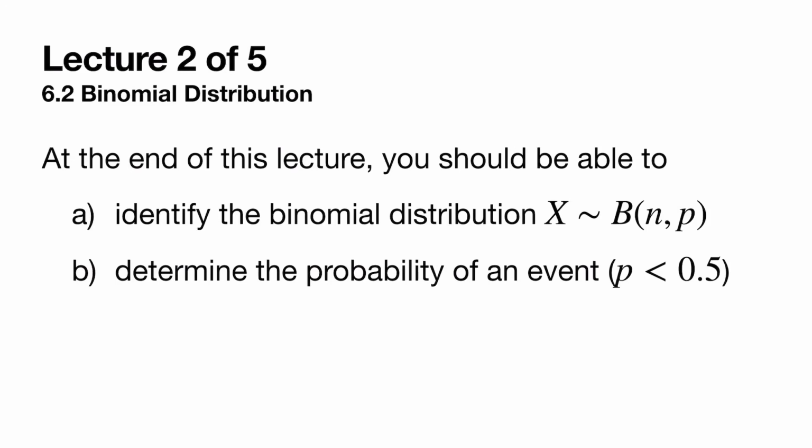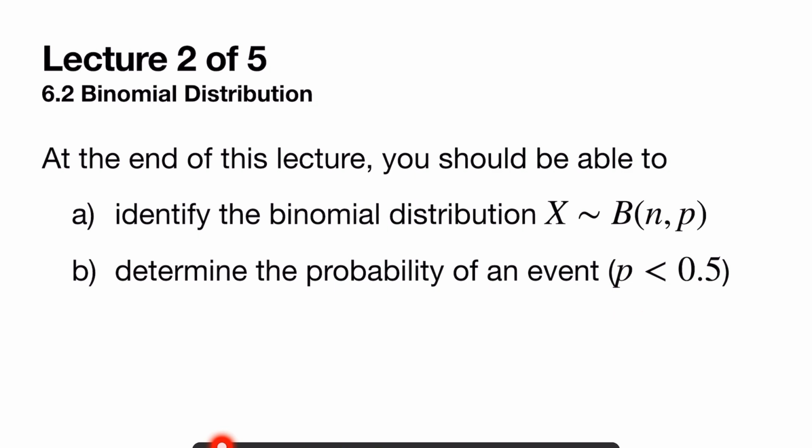At the end of this lecture, you should be able to identify the binomial distribution, X is binomially distributed with parameters N and P. And the second one, determine the probability of an event for P is less than 0.5.